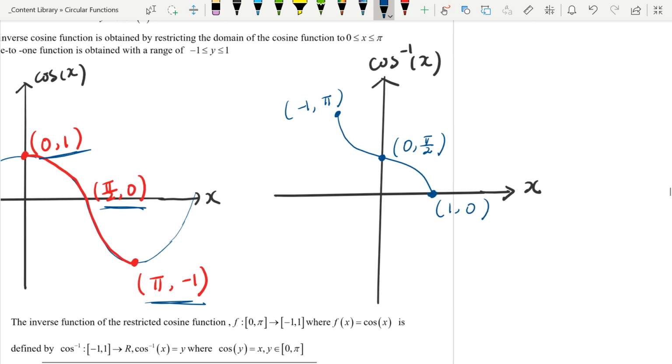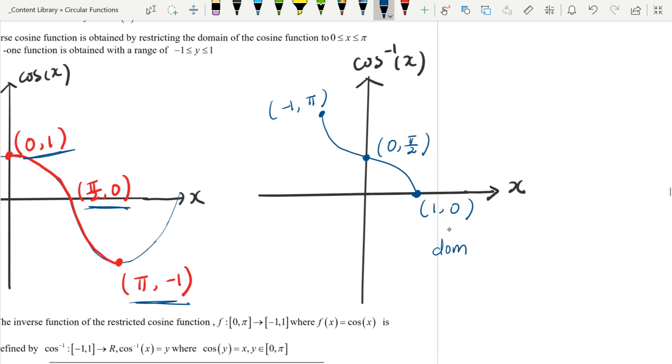Okay, what's the domain for this question? Yes, same, -1 to 1. What you can put in is a ratio, and a cosine ratio can only be -1 to 1. And what's the range? 0 to pi. The angle you put in is only from 0 to pi, and the angle you can get out from it is only 0 to pi.